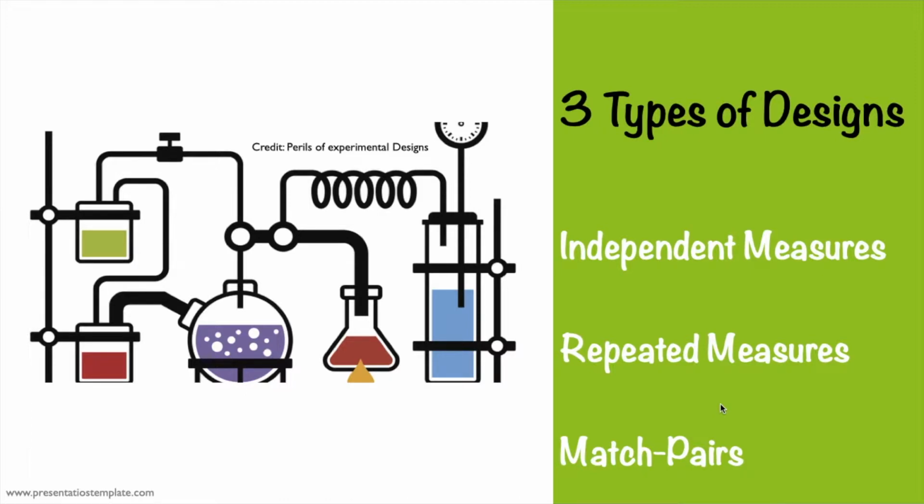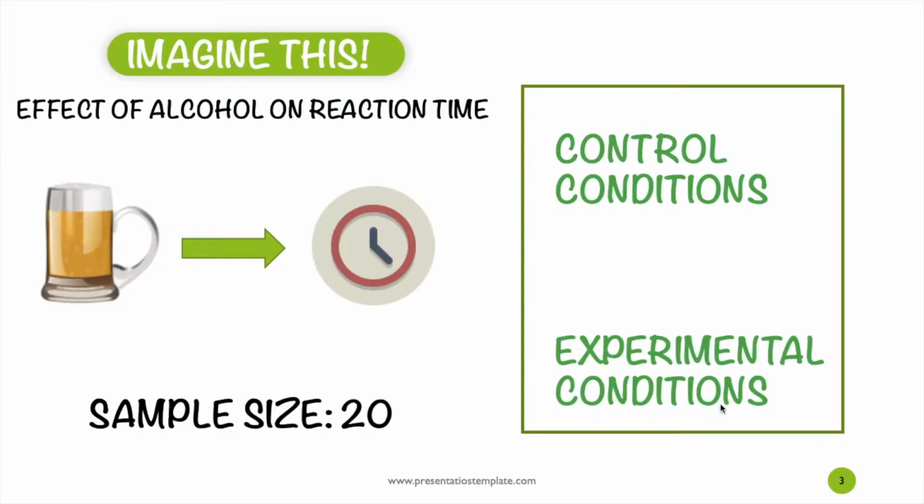So now let's get started. Today, we will look at three main types of experimental designs: independent measures, repeated measures, and match pair design. This is quite simple, in fact, so let's consider a simple example.